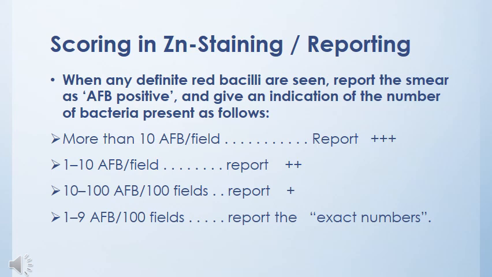And if 1 to 9, or less than 10 acid fast bacilli are present per 100 fields, then we will report the exact number of acid fast bacilli. So this is the reporting criteria, or in other words, we say it is a scoring. So that was our topic of ZN staining.